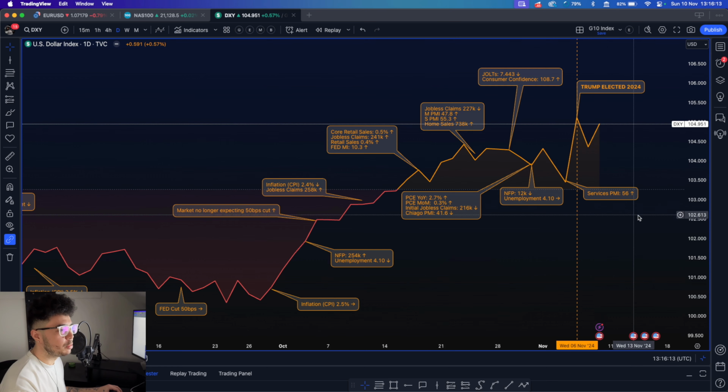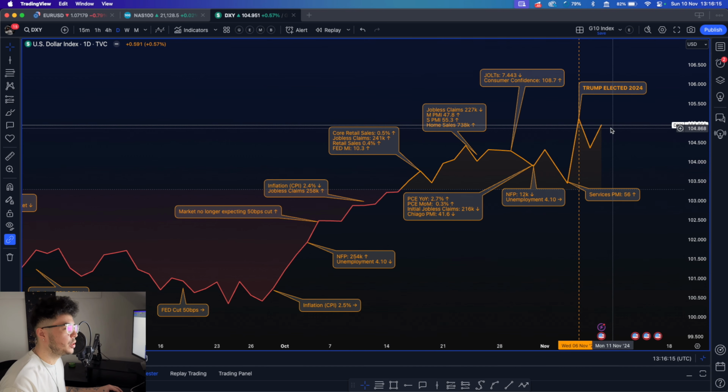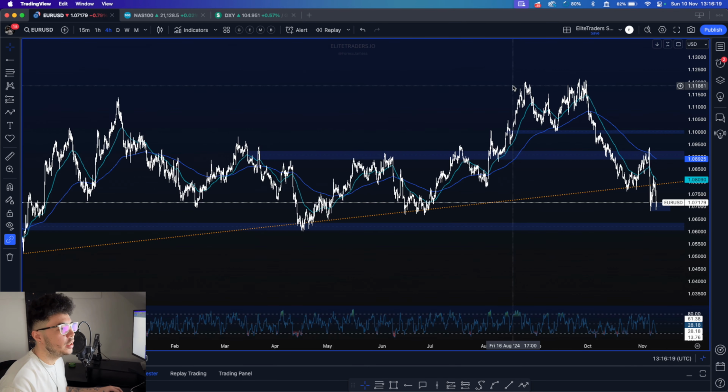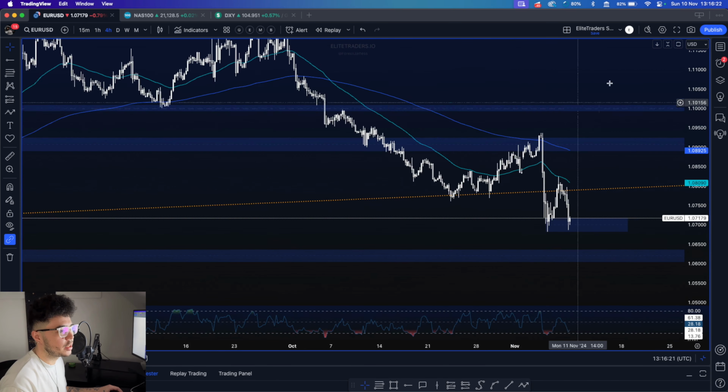Now, again, what we've got to keep in mind is we've got the US dollar continuing to head to the upside. This isn't a trade we want to get into straight away when markets open. There's actually no trades I'm interested in taking straight away.